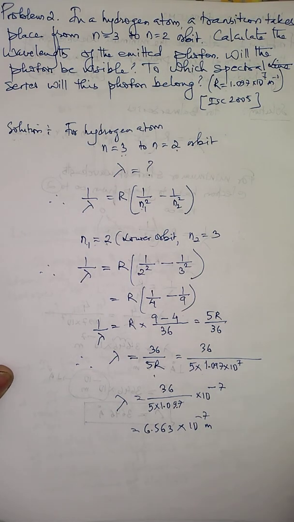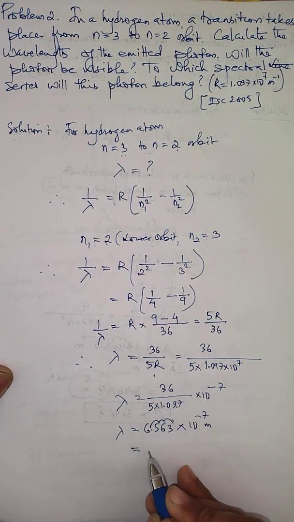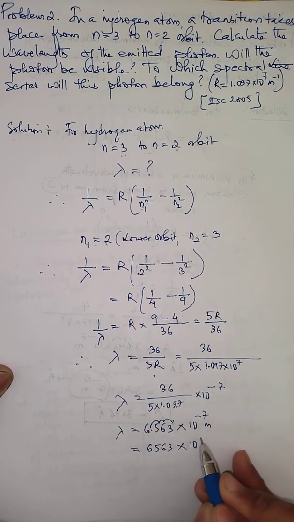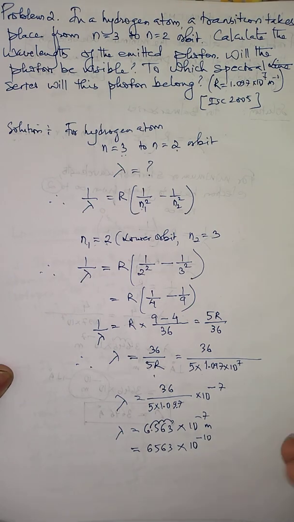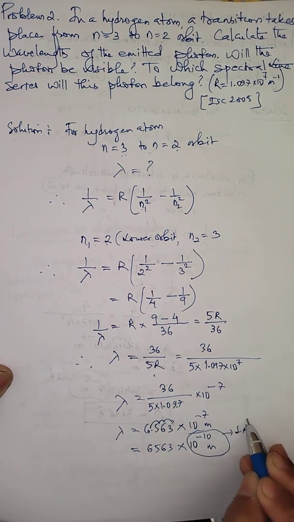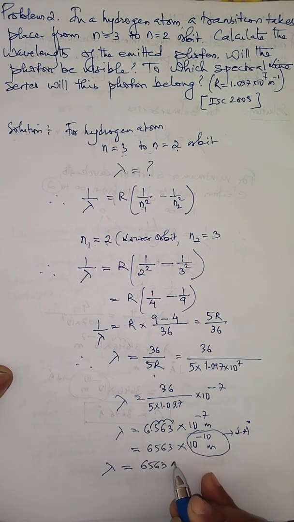But children, I have already said that you have to write the wavelength in Angstrom, and this wavelength we are measuring is in meters. So I have to convert meters into Angstrom. I make this power minus 7 as minus 10. When there is a negative power and you shift 3 decimal places right, your power decreases by 3, so minus 7 becomes minus 10. Now 10 to the power minus 10 meter is nothing but 1 Angstrom. So the final answer is lambda equals 6563 Angstrom.